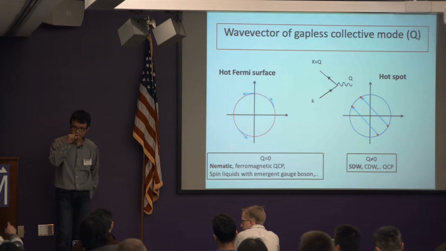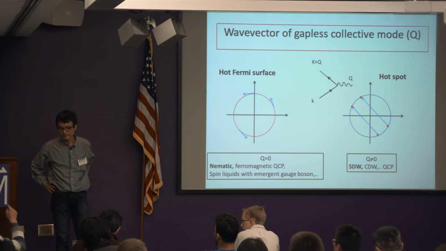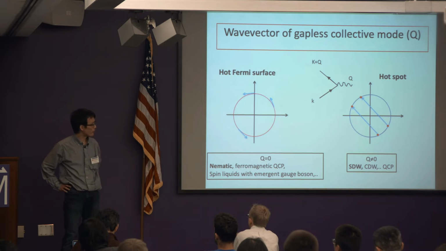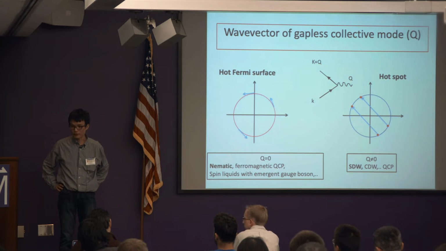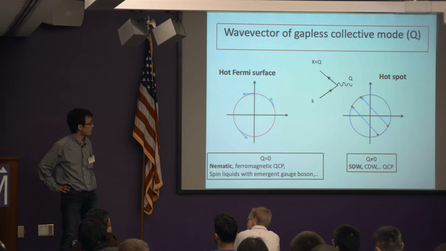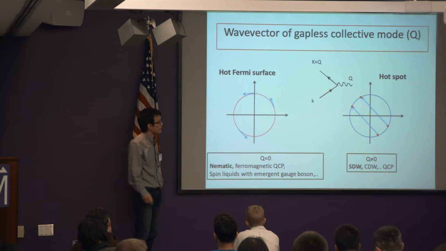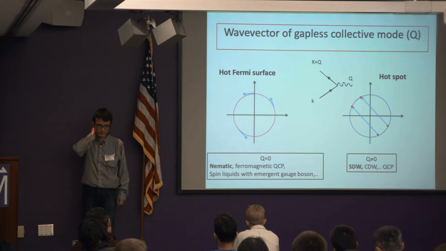Sorry. So how does this argument work if the system has a Fermi line instead of a Fermi surface? Oh, you mean if you have a line node, a Fermi arc embedded in? Yeah. Okay. I will get to that point later. This is an important question.